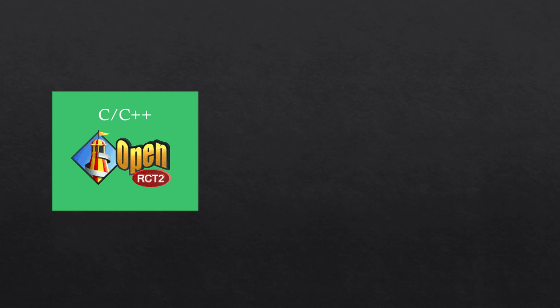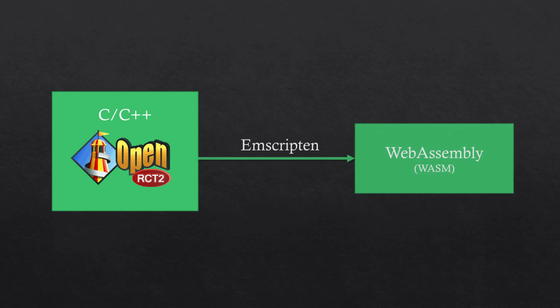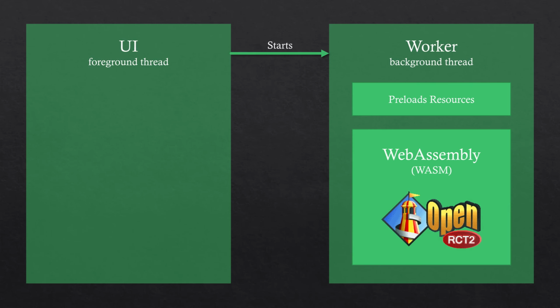YouTubers like Marcel Voss and Cody Watkins also use OpenRCT2 for their videos. Definitely check them out, but chances are, if you're watching this video here, you already know them. So what I did is take OpenRCT2 and compile it to WebAssembly or WASM using another open source project called Emscripten. When you open the website, it will run that WebAssembly in the background in a web worker.